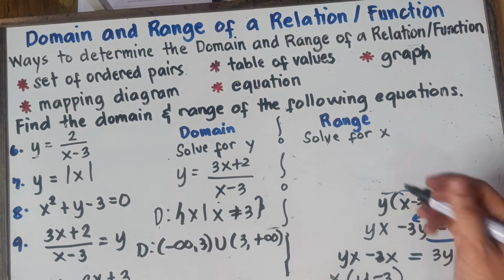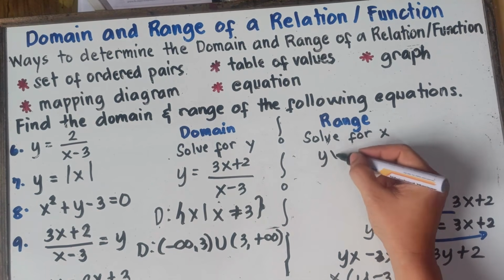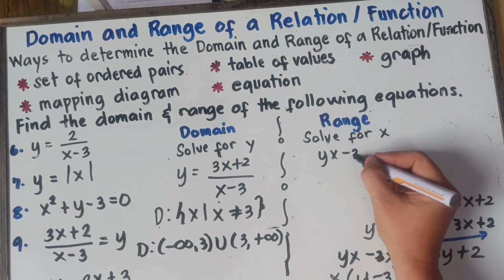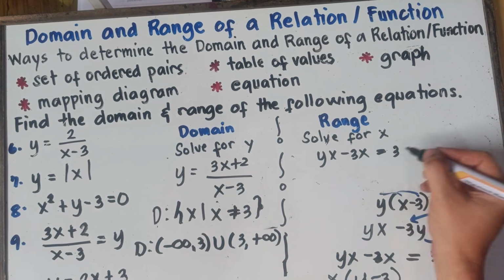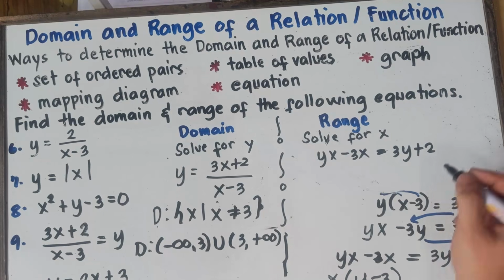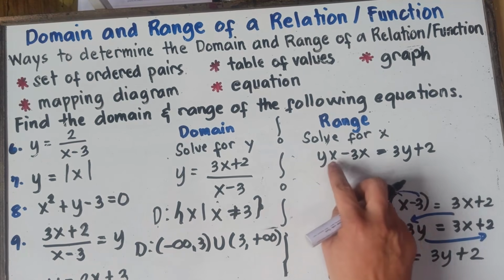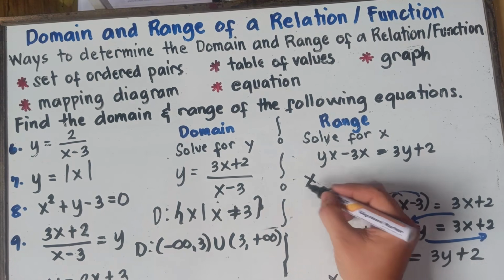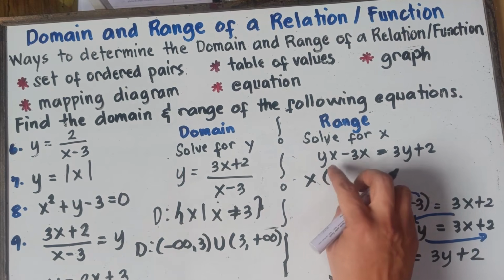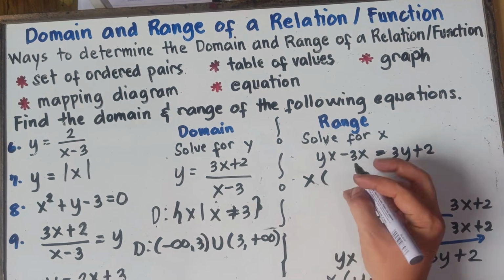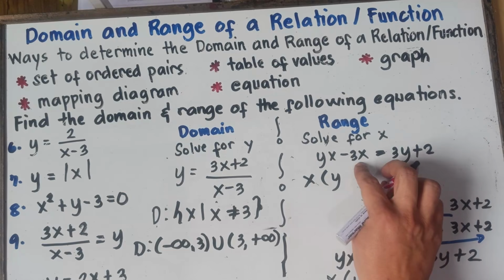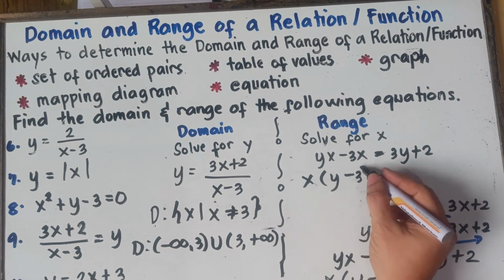So once again, this will be yx, this one right here, class, minus 3x equals 3y plus 2. Once again, class, we can factor this out by x because they have the same x. So this will be x, and then parenthesis, simply divide this one: yx divided by x, that would be y. Negative 3x divided by x, that would be negative 3.